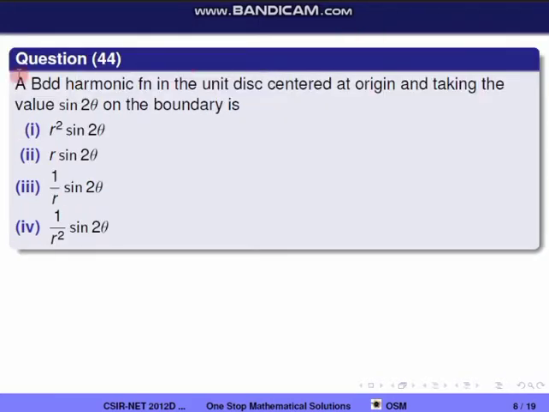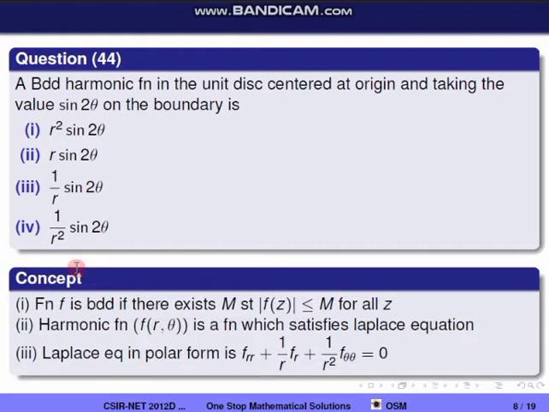Next question, question 44. A bounded harmonic function in the unit disk centered at origin and taking the value sine 2 theta on the boundary is? So we have to find a function which is bounded harmonic in the given region and satisfying this condition on the boundary. So we will look into the concepts used.